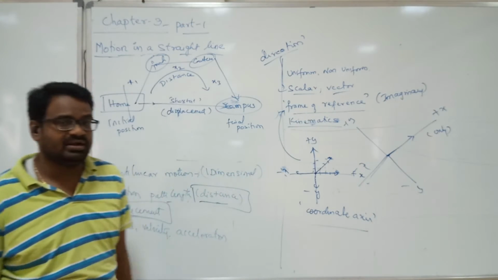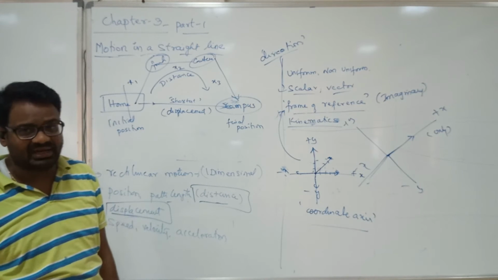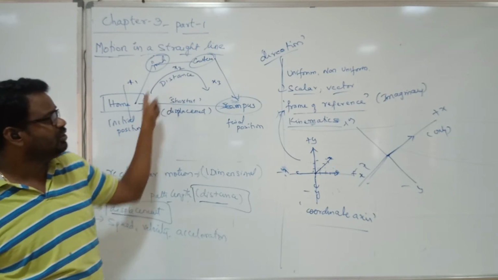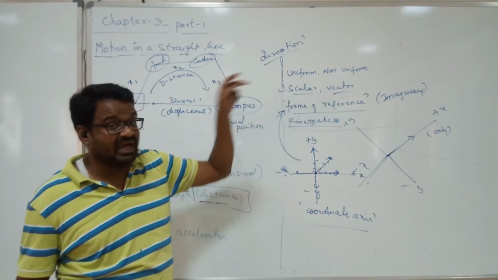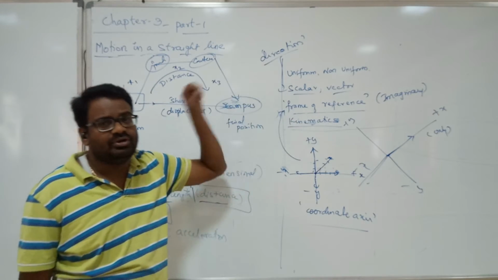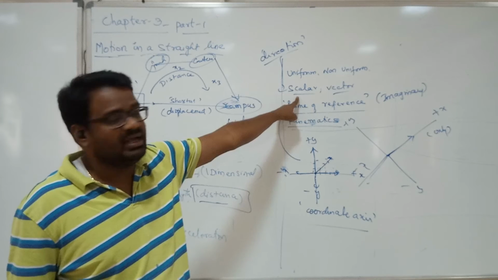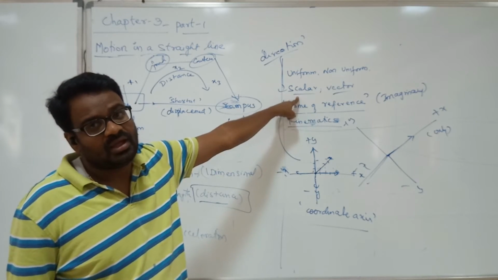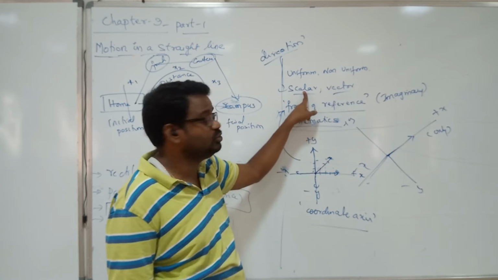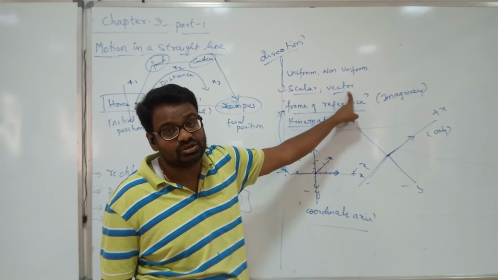If any physical quantity has only magnitude without any direction, that means direction is not important to describe it. If to describe a physical quantity direction is not needed, then it is called a scalar. If direction is needed, it is a vector. This one does not need direction to specify it, and this one needs direction to specify it.